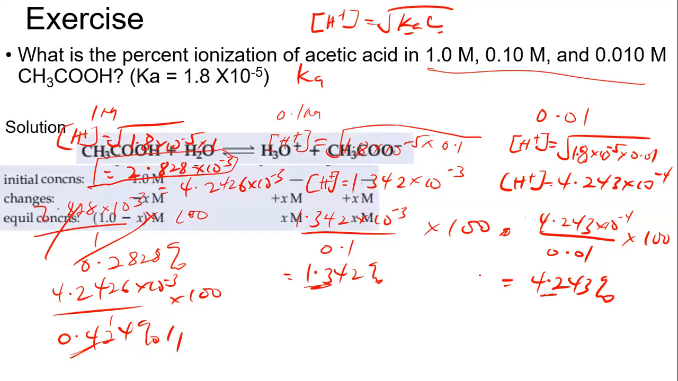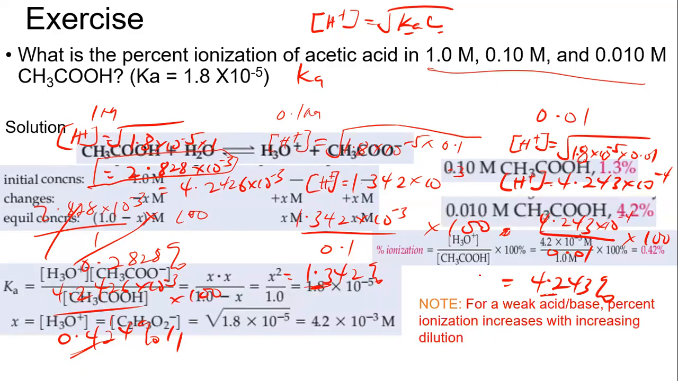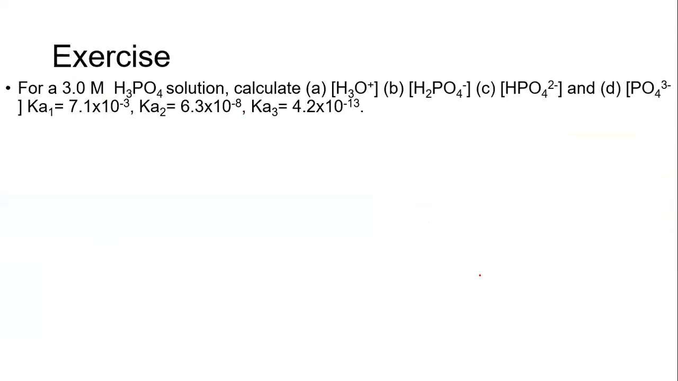That is it. Very simple. So the question has been solved here. Good. So then they said that for a weak acid or base, percentage ionization increases with increasing dilution. Now, another question for us to digest.